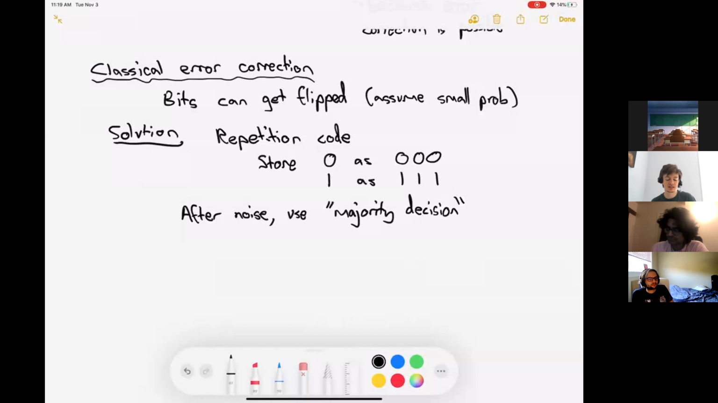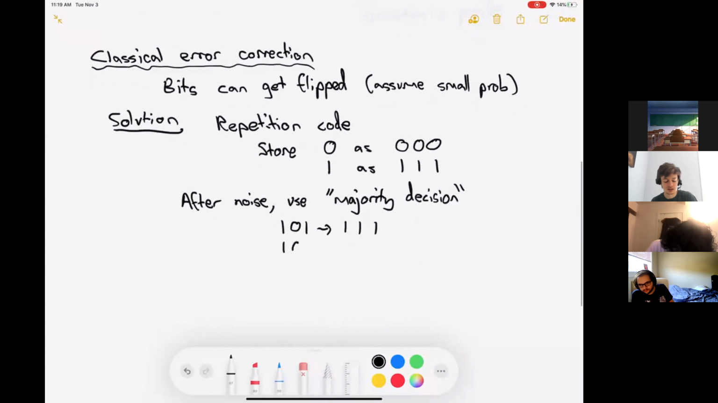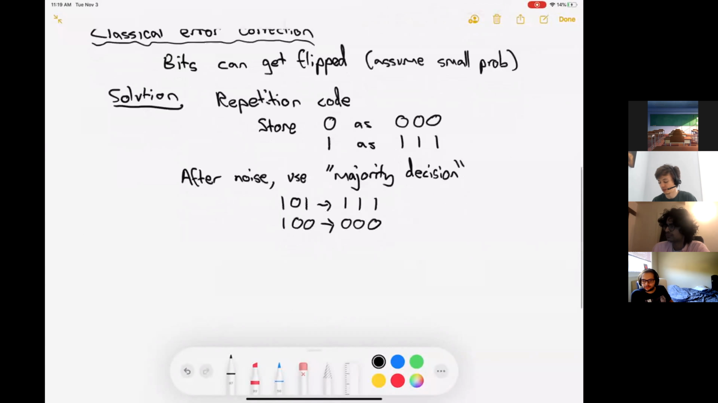Okay, so what this means is if there's 2 or more 1s when we come to look at it after the noise, so maybe things have changed, then we just assume that the real state that was wanted was all 1s, and we flip the 0 to make it all 1s. Okay, but if on the other hand it was majority 0s, then we assume that it was really all 0s. We flip the 1 to make it all 0s again. Okay.